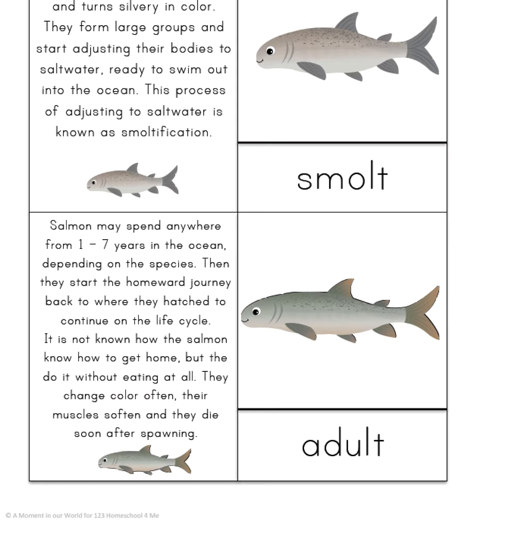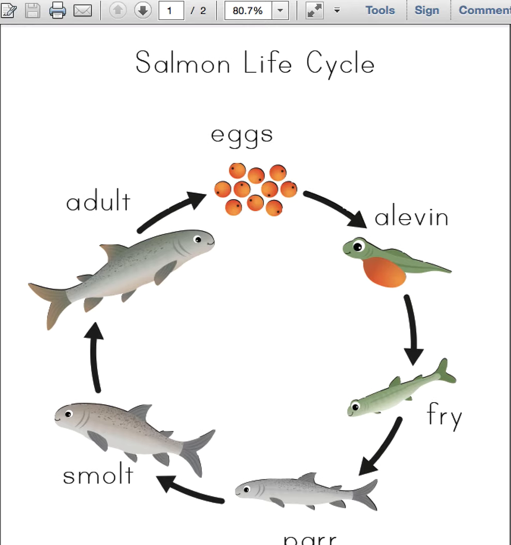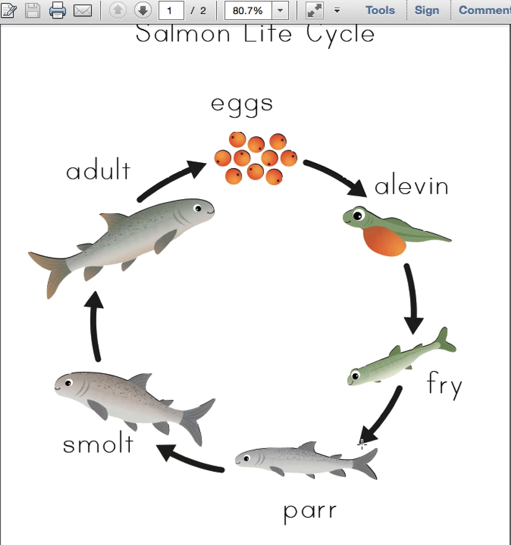I hope you have a better understanding of the life cycle of the salmon. Later this week, you will complete this activity on your own. Here is a model of the salmon life cycle. We have the eggs, the alevin, the fry, the parr, or the fingerling, the smolt, and the adult.